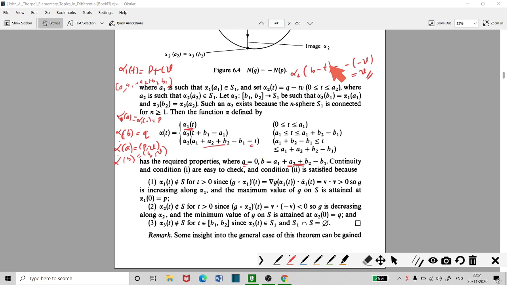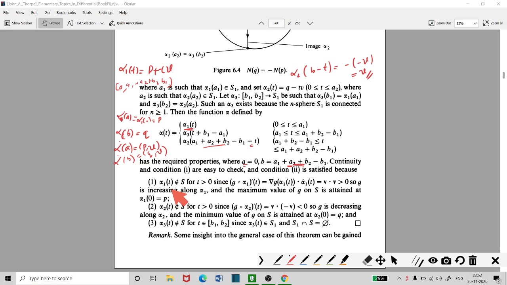So minus of minus v will give v. Okay. Now we have to verify the second condition: alpha of any t is outside this S for a less than t less than b. That means 0 less than t less than this point. We have to prove that alpha t does not lie on the surface.